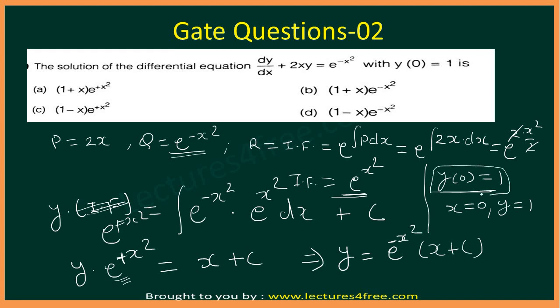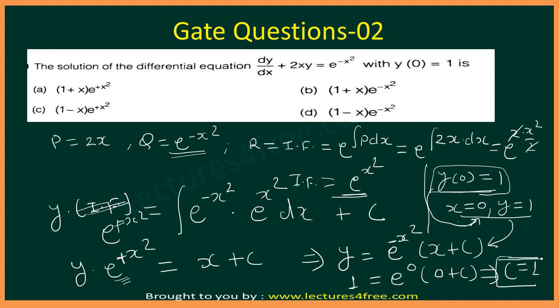It is written, it means that when x is equal to 0, then y is equal to 1. So apply this condition in this equation. Put the value y is equal to 1 and x is equal to 0. So you will get 1 is equal to e to the power 0 plus c, which means you will get c is equal to 1. Now put the value of c is equal to 1 in this equation.